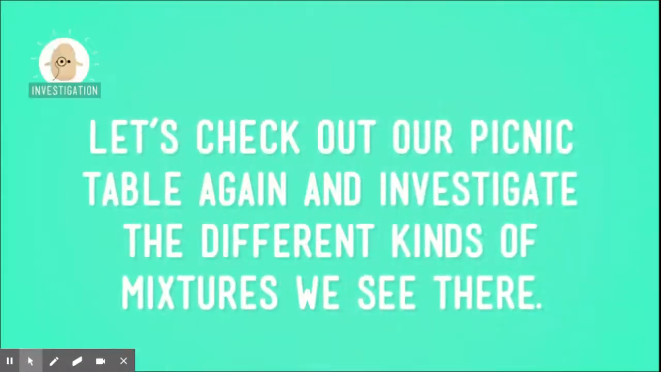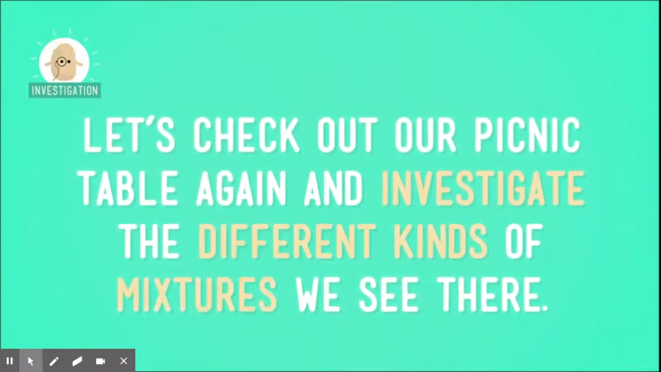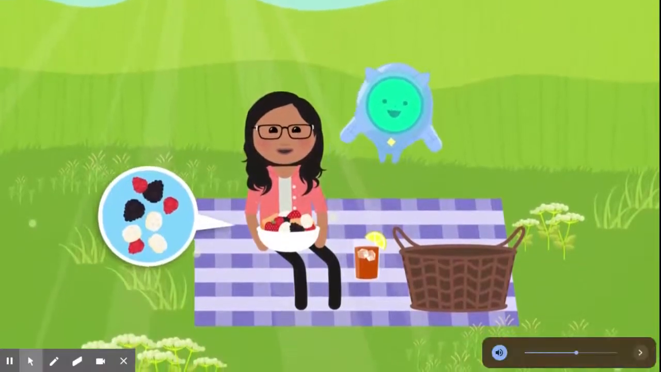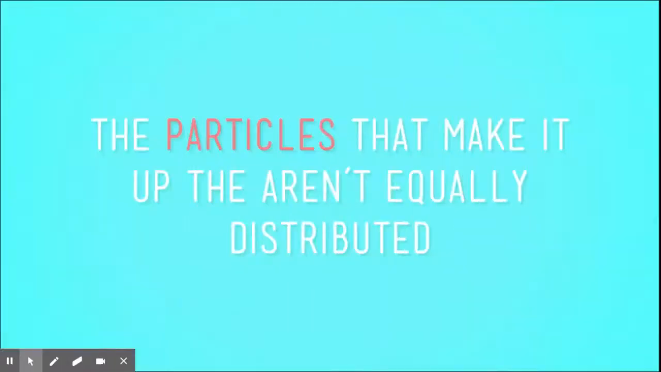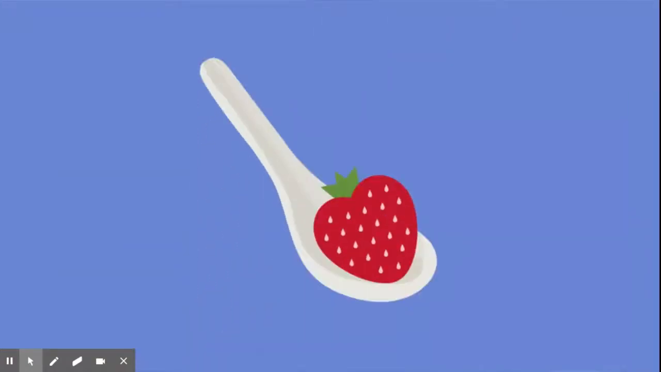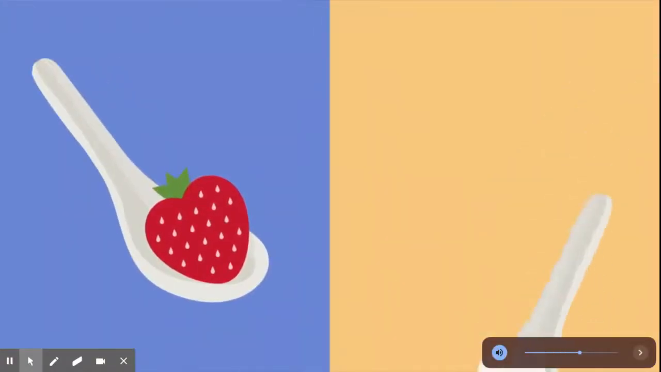Let's check out our picnic table again and investigate the different kinds of mixtures we see there. Let's start with the fruit salad. That's definitely a mixture of different kinds of fruit. Is it a solution? Nope, because the particles that make it up aren't equally distributed. I can dip my spoon in there and come up with nothing but strawberries one time, and then go back for more and get a spoonful of only bananas.